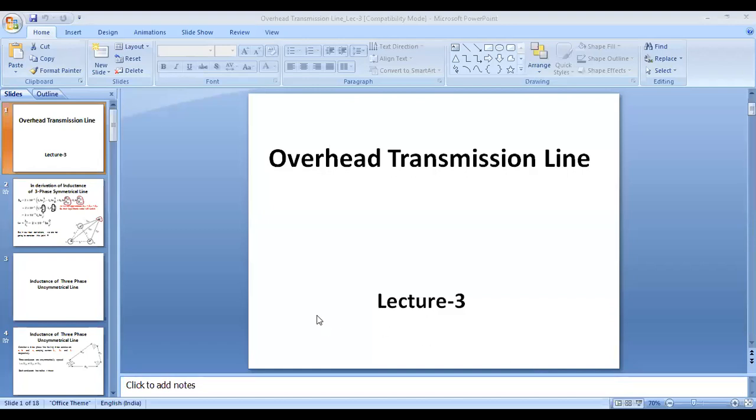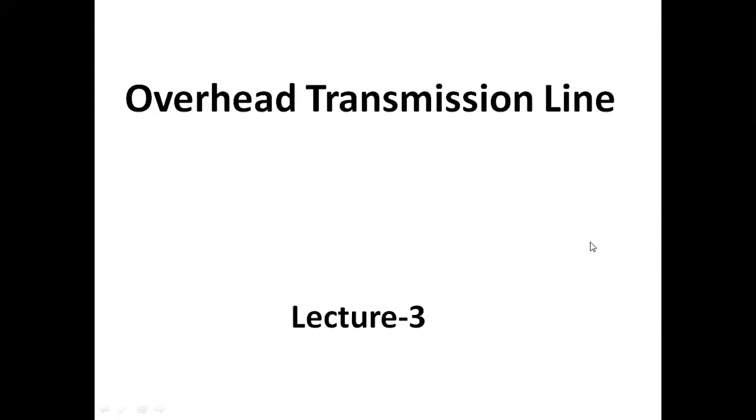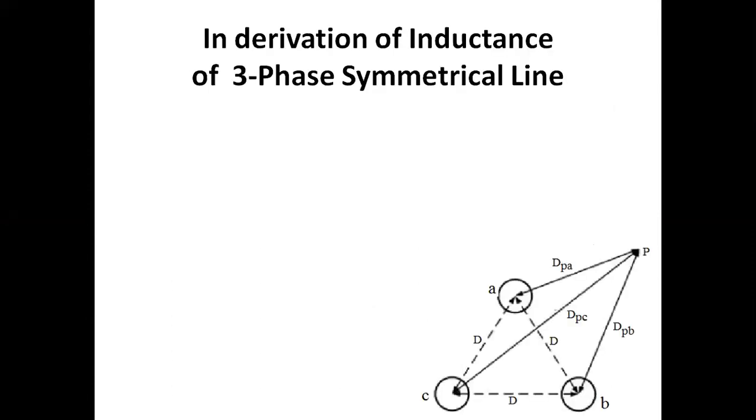In previous lectures, we have discussed the inductance calculation for three-phase symmetrical line. Now, in this lecture, we are going to discuss inductance for unsymmetrical line. Here I am recalling the previous inductance of the three-phase symmetrical line. Here you can see the three phase conductors A, B, C placed at equal distance for a symmetrical line. This is the diagram of that symmetrical line.